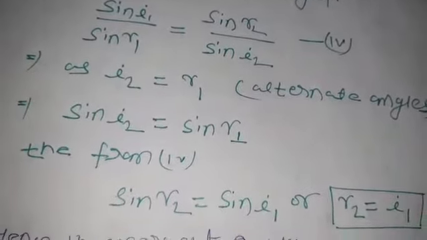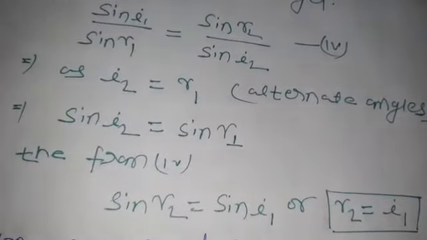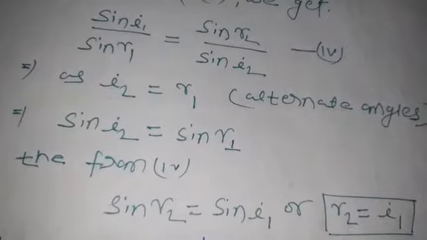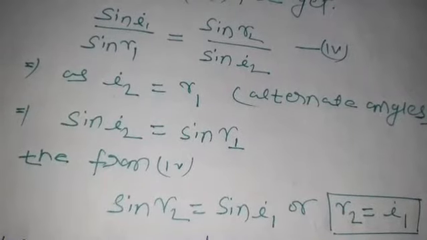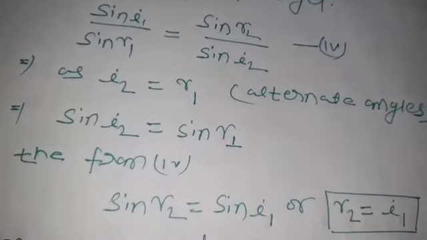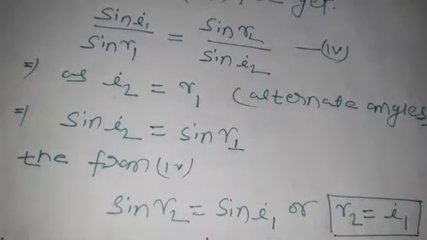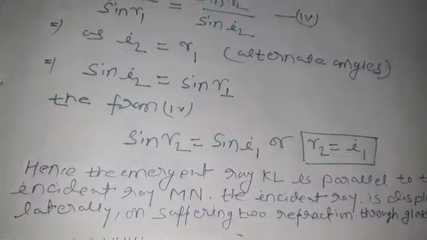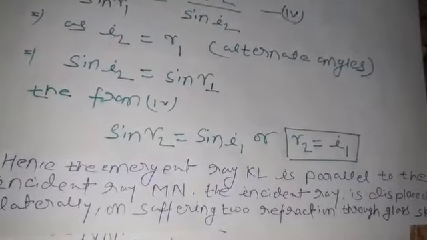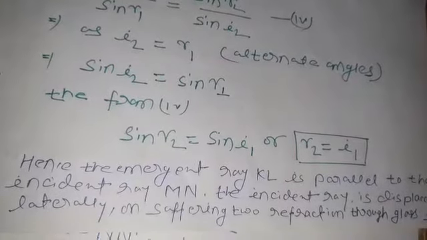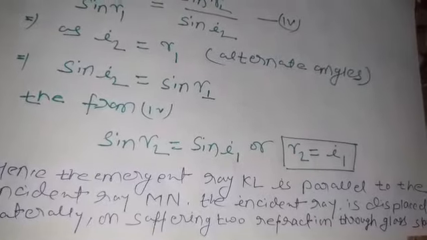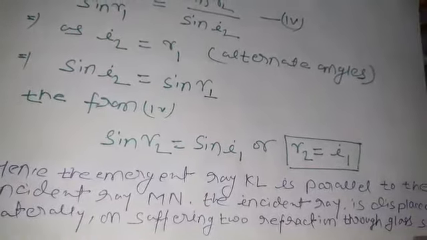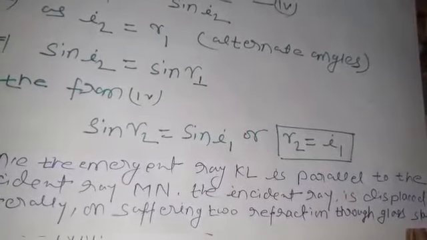This is the normal mathematics which we have used here. You know about the inverse trigonometry rules, so there is no confusion in your mind. Hence the emergent ray KL is parallel to the incident ray MN. The incident ray is displaced laterally on suffering two refractions through the glass slab.